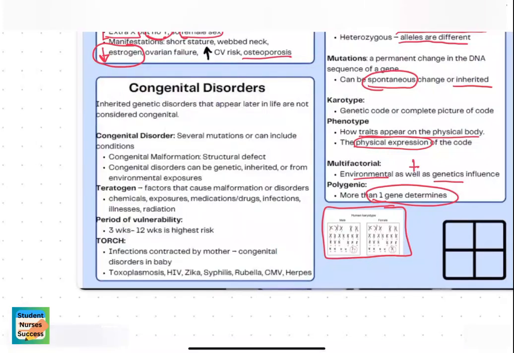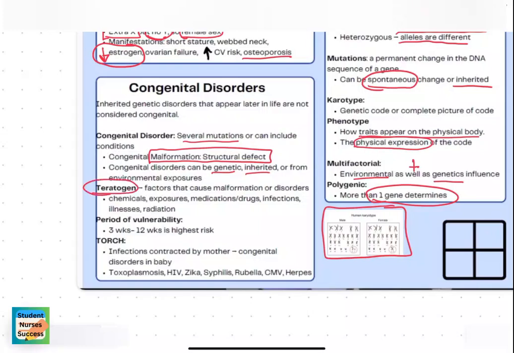Now, congenital disorders. We know that inherited genetic disorders that appear later in life are not necessarily considered congenital. When we're talking about congenital, they are things you are born with. A congenital disorder could be several mutations or it can include a condition. A congenital malformation is considered a structural defect. We know congenital disorders can be genetic, they can be inherited, or they can be from environmental exposures during pregnancy that cause the congenital defect.